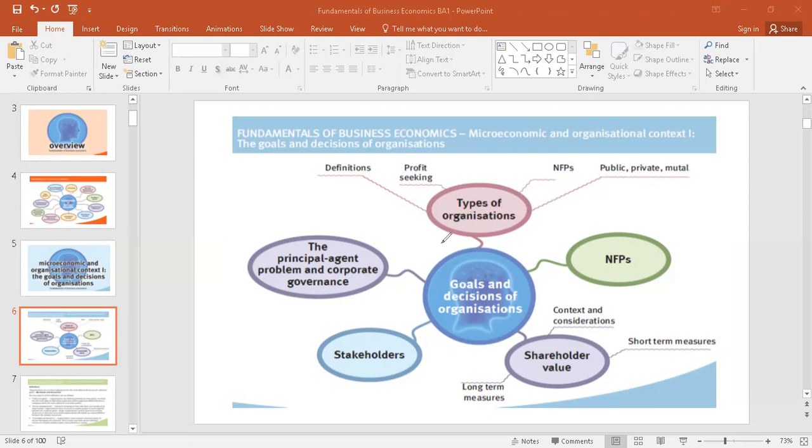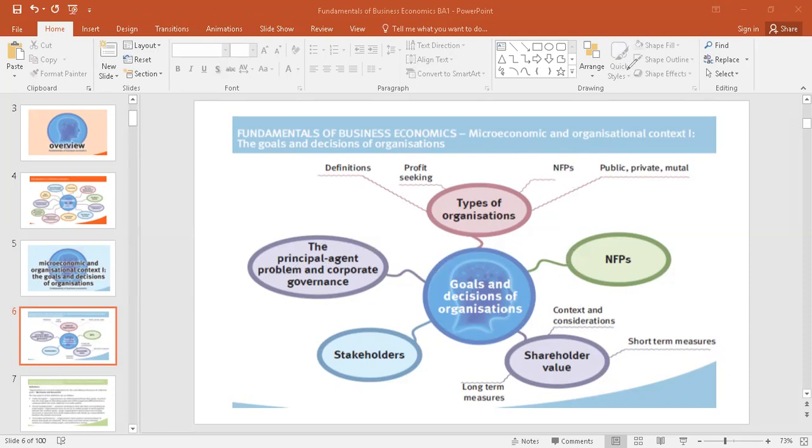Then the objective, why they are established. If it is profit seeking, how are they evaluated? How do we look at such organizations? And if it is not set up with the objective of making profit, how do we look at those not for profit organizations? And then the principal agent problem and corporate governance.